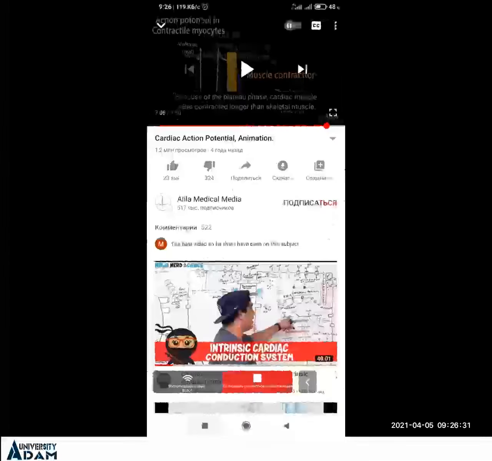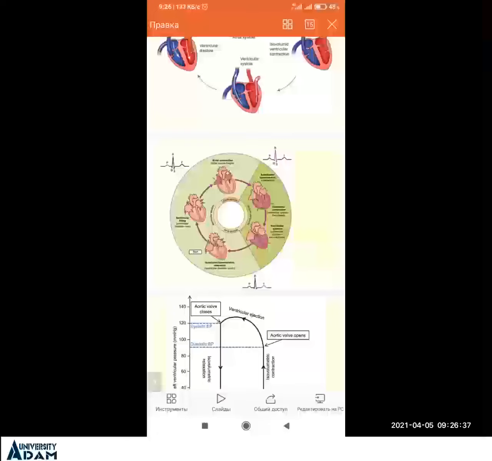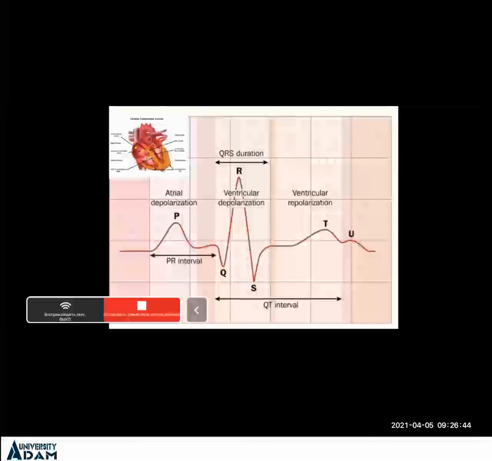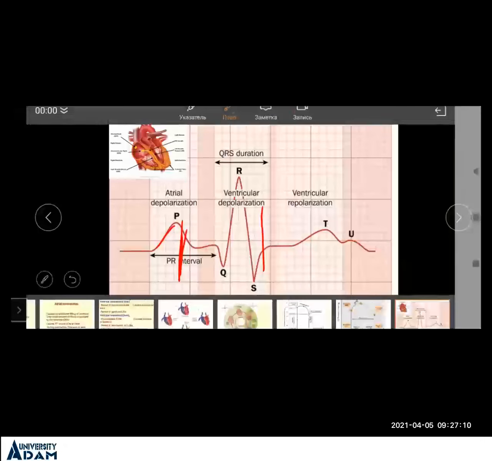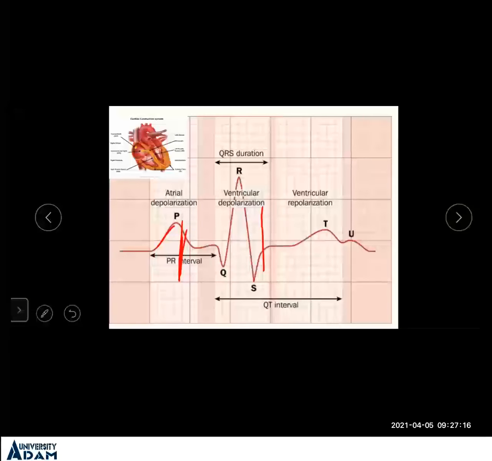So it means that contraction of atriums is not at the beginning, but it is in the middle. For example, here contraction begins here. And contraction of ventricles is also near this. Students, any questions from ECG?